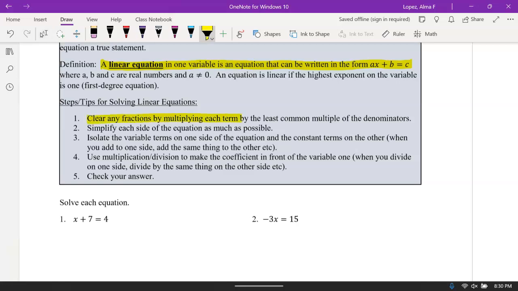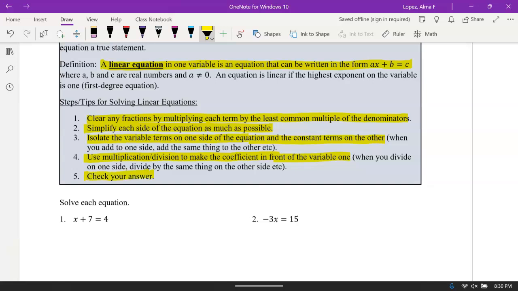You want to clear any fractions by multiplying through by the least common denominator. You want to simplify each side every single time you do a step. I want to use my words because I think they're a little simpler. Isolate the variable terms on one side of the equation and the constants on the other. That means you get all the x's on one side, or whatever you're solving for, and all the numbers on the other. Then you use multiplication and division to make the coefficient in front of the variable a 1. That means if you've got a 2 or something out in front of the x, we'll divide it off.